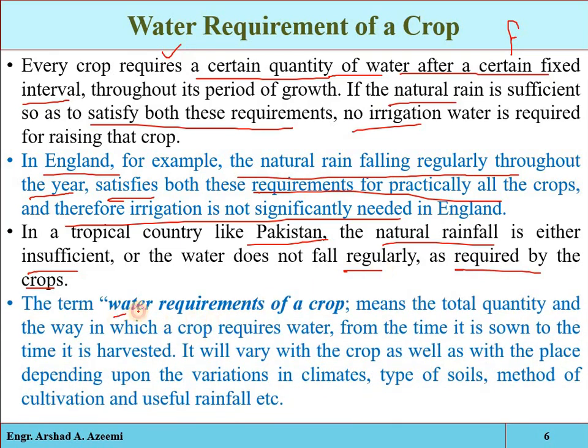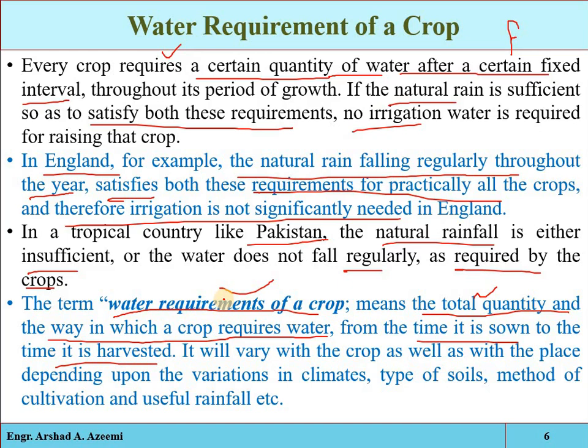So the term crop water requirement means the total quantity and the way in which a crop requires water. That is, how much water is actually required for the proper growth of a crop will be called the water requirement of a crop. That is from the time of sowing to the time of harvesting, for which we have discussed the crop period and the base period. So the water which a crop demands throughout its period, from sowing to harvesting, is called the water requirement of a crop.